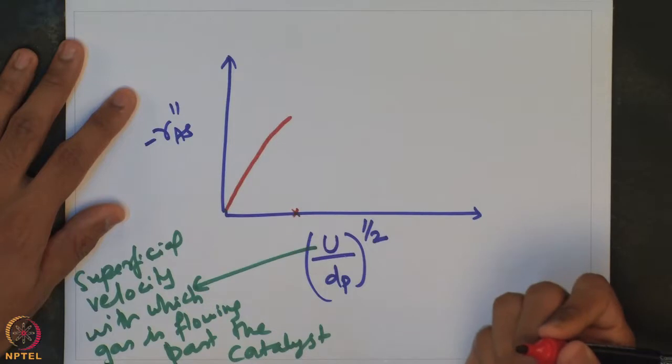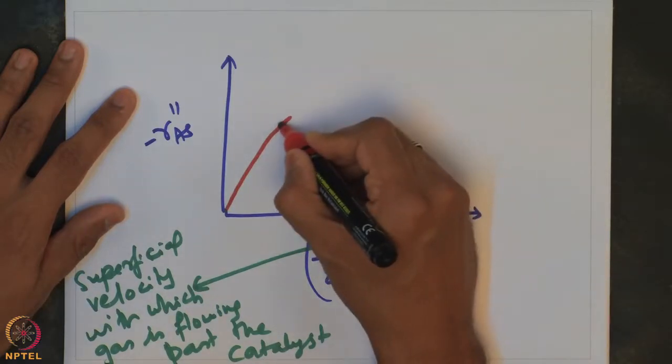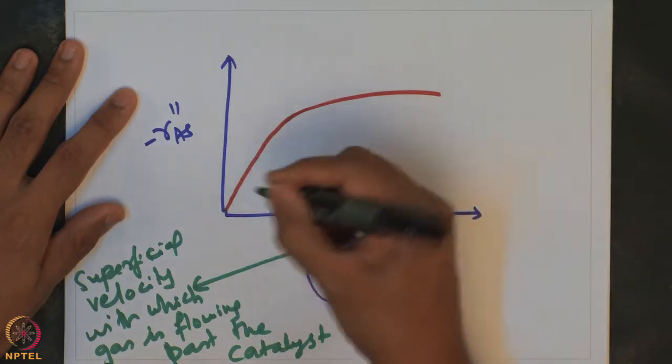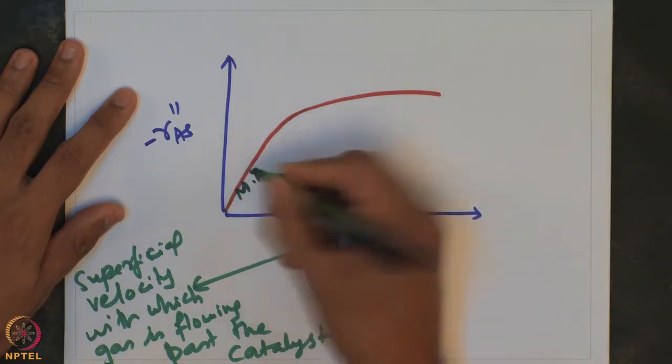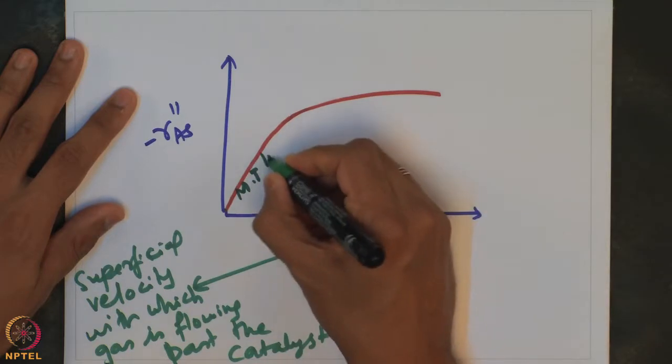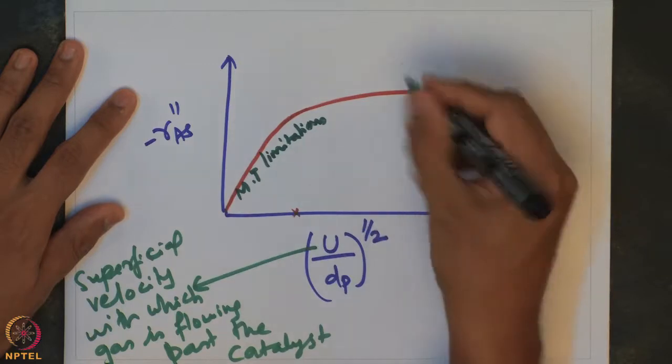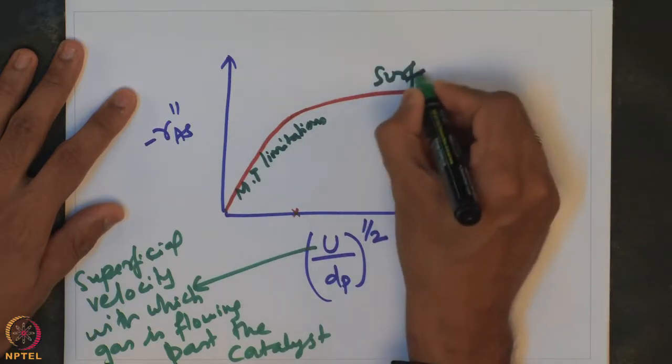So, suppose the transition happens, let us say at this velocity u, then after this point it is essentially the surface reaction which is going to take over. So, if we now mark on this graph what are the regimes where different limitations are present, then at the low velocity u it will be mass transport limitations, and for high value of u it will essentially be surface reaction.